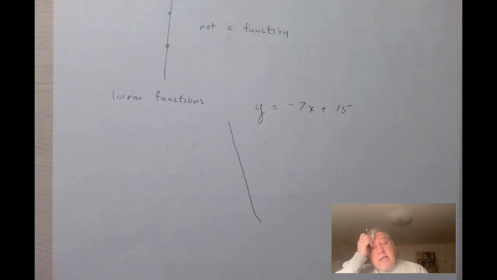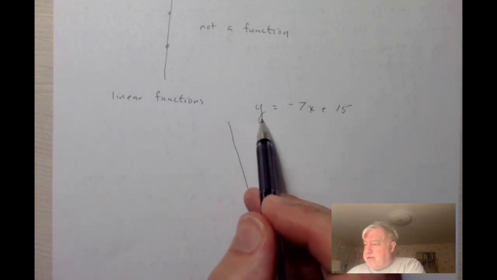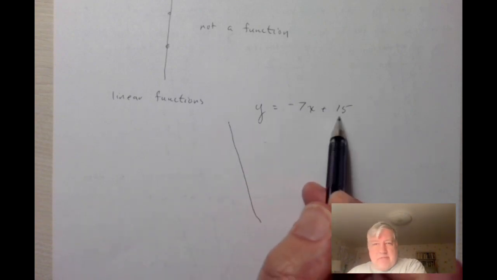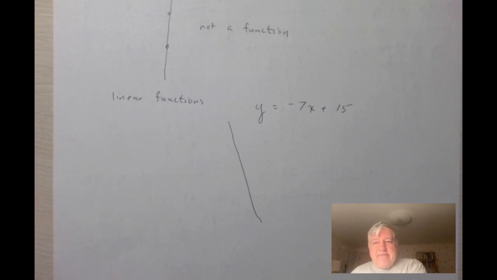In fact, any line that's not vertical will pass the vertical line test, and that's why any linear function, or any linear expression like this, y equals something times x plus something else, is always going to be a function. Y will be a function of x.